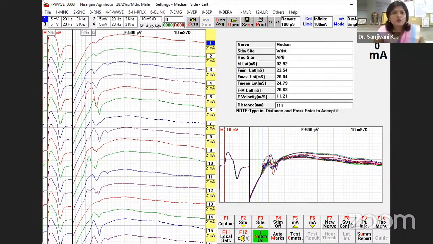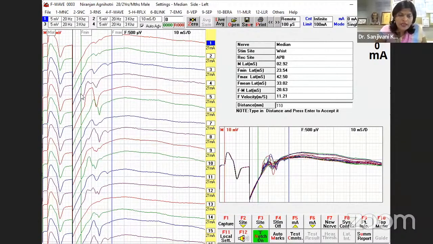In that, first I told you about F minimum and maximum. For example, if this is your F wave, which F wave comes first? This is the cursor, which you can see as the green line. This is where we will mark, considering from this third or fourth wave. So, for example, this wave comes first, so we will mark like this.